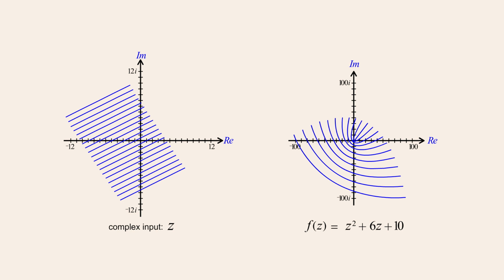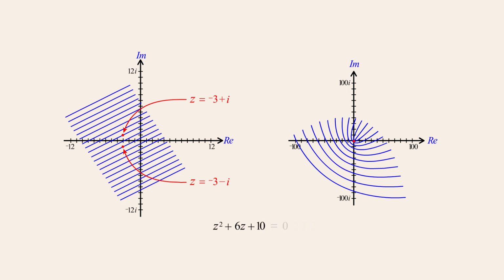Notice that two of the input lines pass through the solutions to this complex quadratic function, -3 plus i and -3 minus i. As a result, the output curve that corresponds to those two lines passes through the point 0, 0, which is the point where the complex quadratic function is equal to 0. And the fact that for those input values the function's value is 0 is why those two values are solutions to the equation z squared plus 6z plus 10 equals 0.